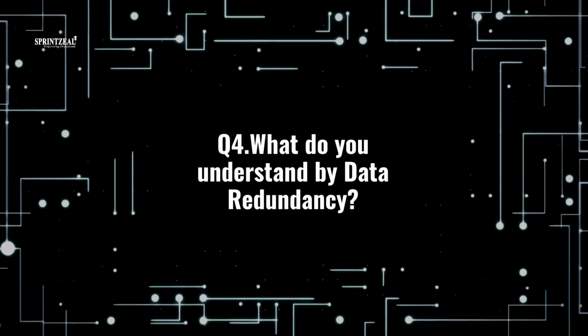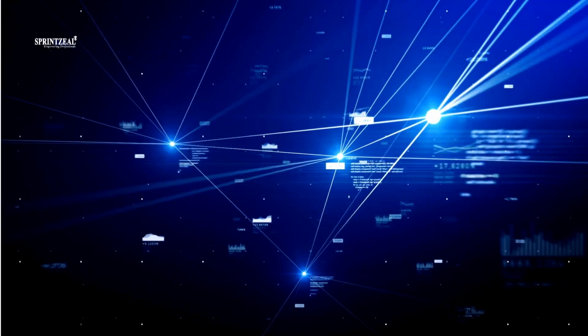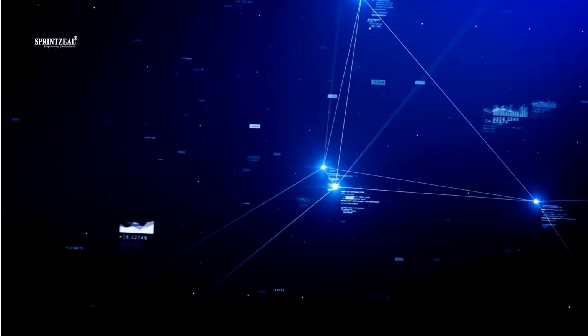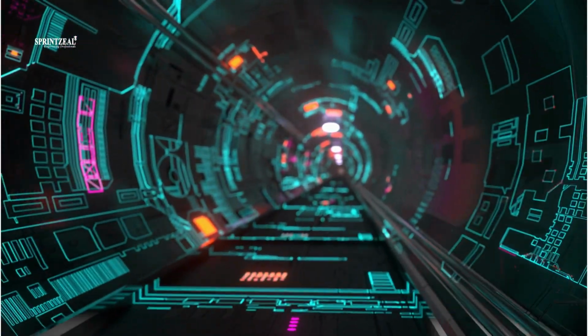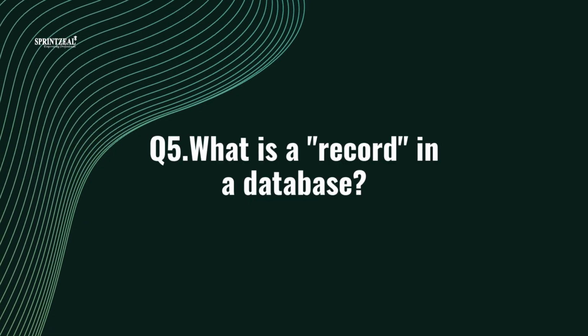Q4. What do you understand by data redundancy? The duplication of data in the database is known as data redundancy. Because of data redundancy, duplicated data exists in multiple locations, wasting storage space and compromising data integrity.